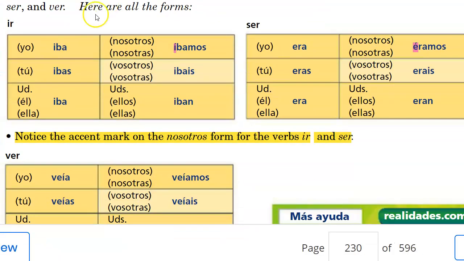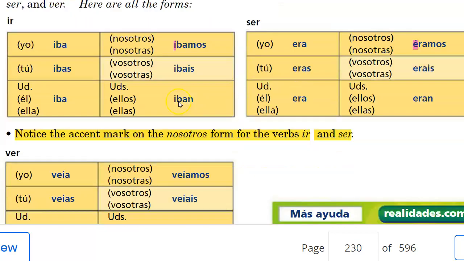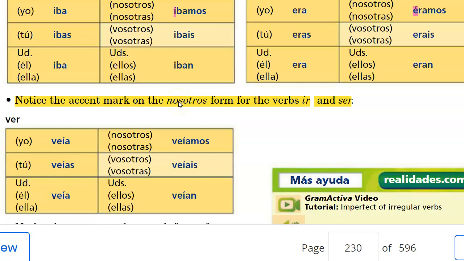And so ir is always going to be followed by a place, because it's talking about going to that place. Ser, the verb to be, more often than not going to be followed by an adjective, because you're describing what something was like in the past. And then ver is just going to be something that you used to watch, like ver la televisión, or ver una película, or ver un partido. Película is a film, partido is a game, and then of course televisión is TV or tele.